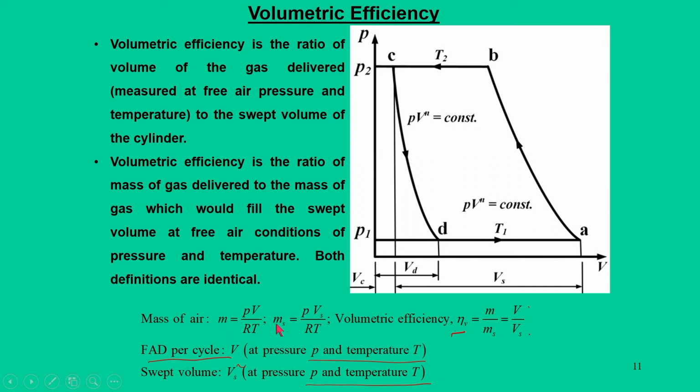Now, from the definition, if you take η_v equal to m by ms, and from this equation, we can find that volumetric efficiency is a function of the mass ratio as well as the volume ratio: the actual volume with respect to the swept volume, and the actual mass with respect to the swept volume mass.